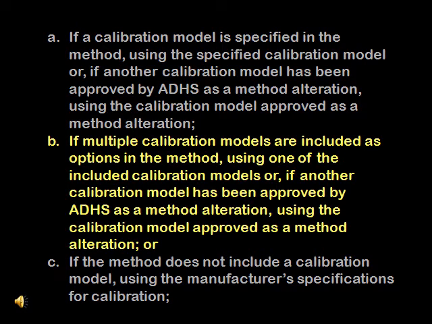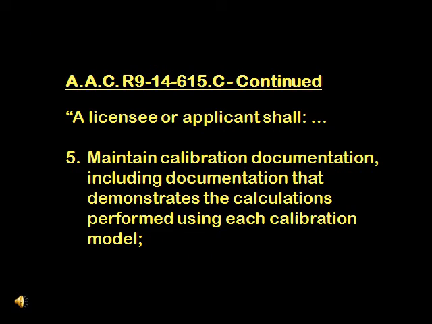B, if multiple calibration models are included as options in the method, using one of the included calibration models, or if another calibration model has been approved by ADHS as a method alteration. Or C, if the method does not include a calibration model, using the manufacturer's specification for calibration. And finally, in subsection C, it states, a licensee or applicant shall, number 5, maintain calibration documentation, including documentation that demonstrates the calculations performed using each calibration model.